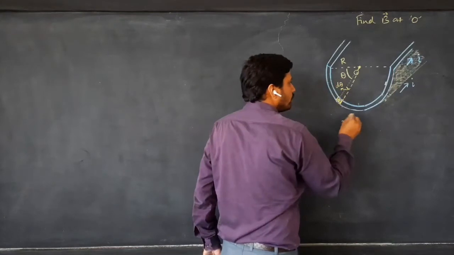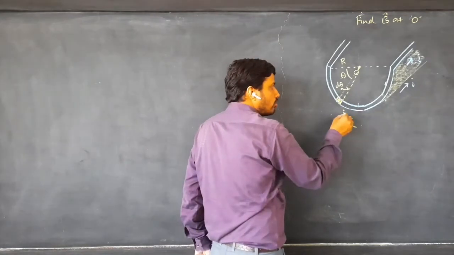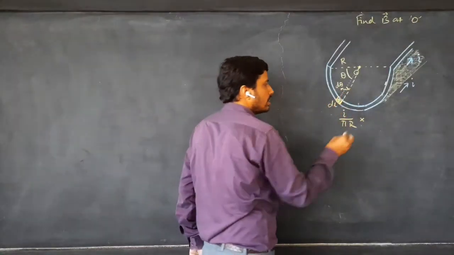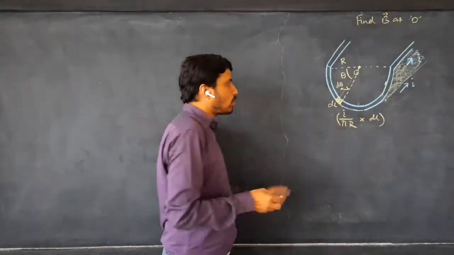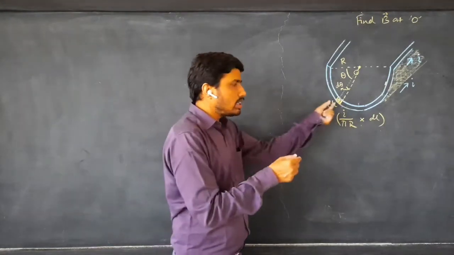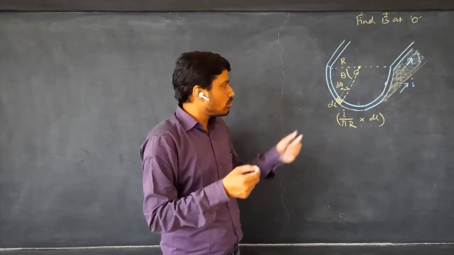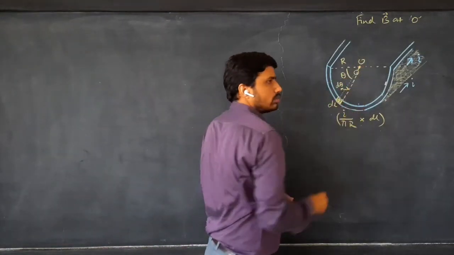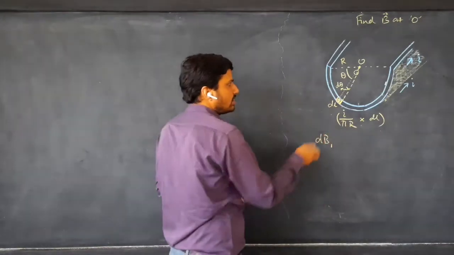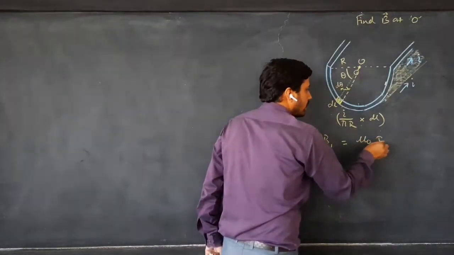So current per unit length will be I upon pi r. So on this small strip, the current will be I by pi r into length of this strip. Let the length of this strip, I take it as dl. So into dl. So this is the total current through this infinitely long thin strip element. Now this strip element is like an infinite long current carrying wire. So due to it, the magnetic field at O will be how much? The magnetic field at O, I'll represent it as dB1. This element I am considering as first element. That magnetic field will be, you know the formula, mu naught I by 2 pi d.